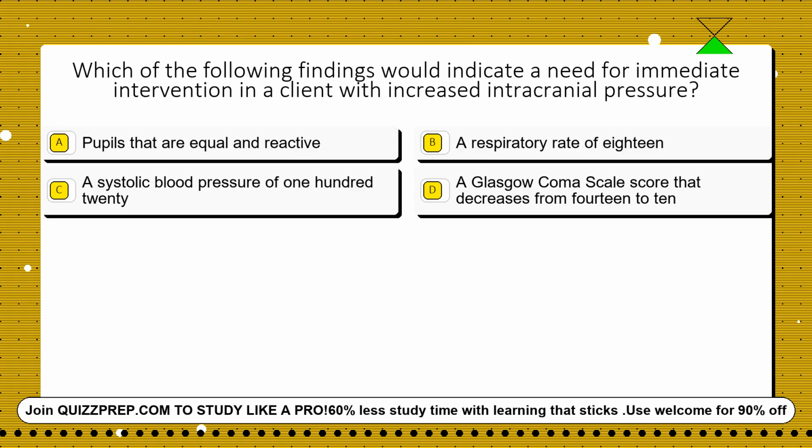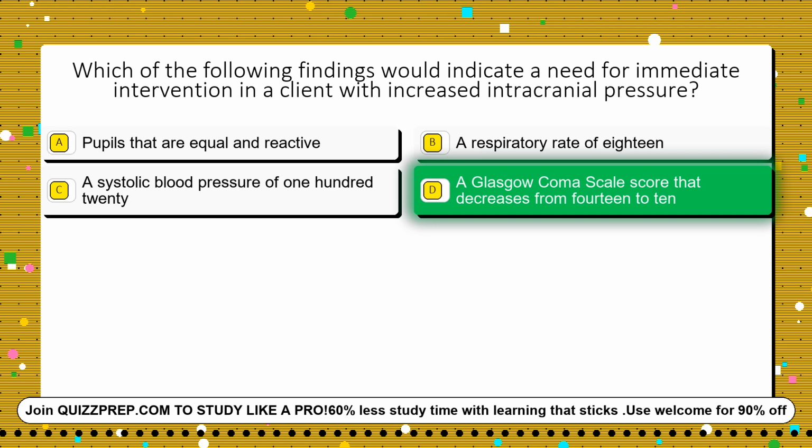Question 51. Which of the following findings would indicate a need for immediate intervention in a client with increased intracranial pressure? Option A, pupils that are equal and reactive. Option B, a respiratory rate of 18. Option C, a systolic blood pressure of 120. Option D, a Glasgow Coma Scale score that decreases from 14 to 10.